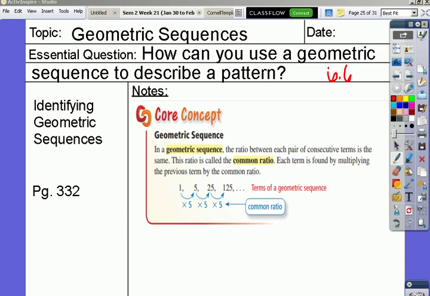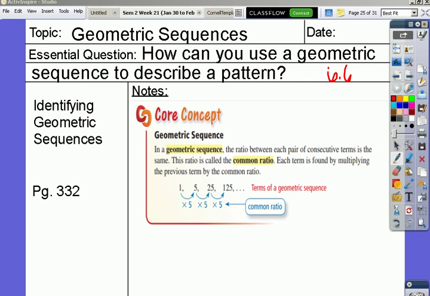Okay, so the topic is geometric sequences. How can you use a geometric sequence to describe a pattern? This is 6.6. This is just like finding the common difference. Remember, we subtracted and we said, oh, you subtract 3 each time, or you subtract 2 each time, or 1/2 each time. Well, since we've been working with exponential functions and we've been talking about common ratios, multiplying by 2 or multiplying by 1/2 to get to each output, geometric sequences work the same way.